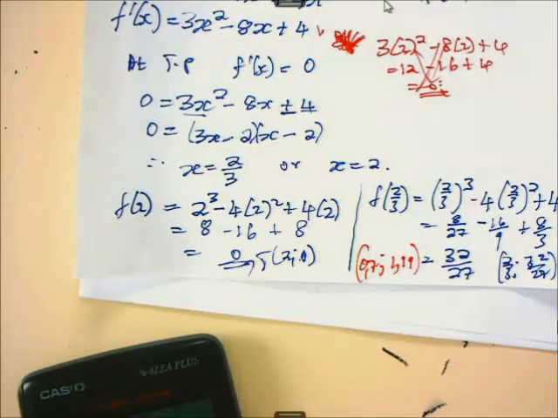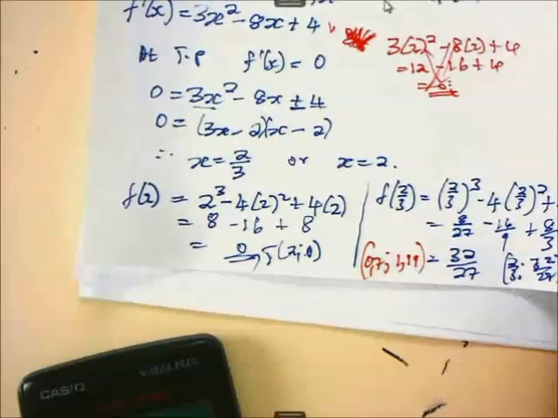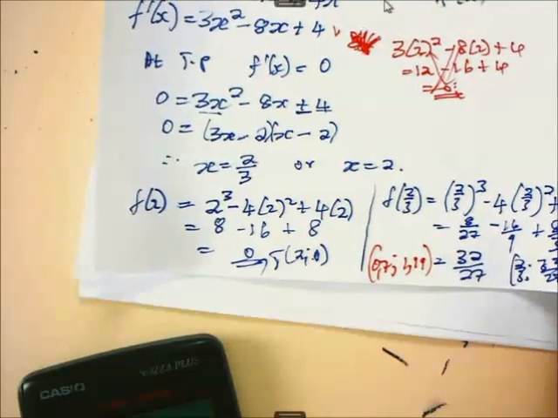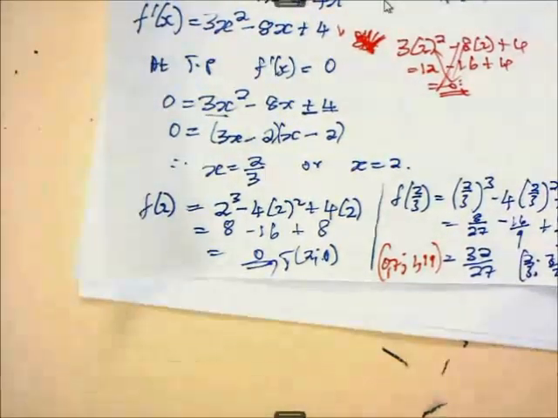Good. Now we have the x and y intercepts. We have the turning points. So remember, how did we find the turning points? Yes, it's very, very, very important. Good. Now, what do you think will be the next question from here?